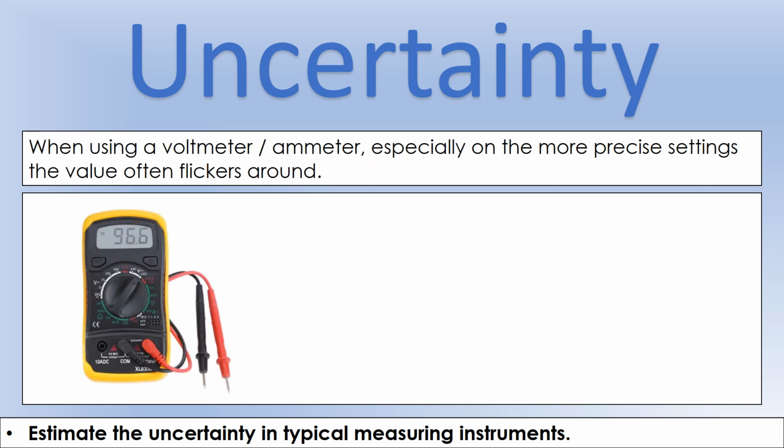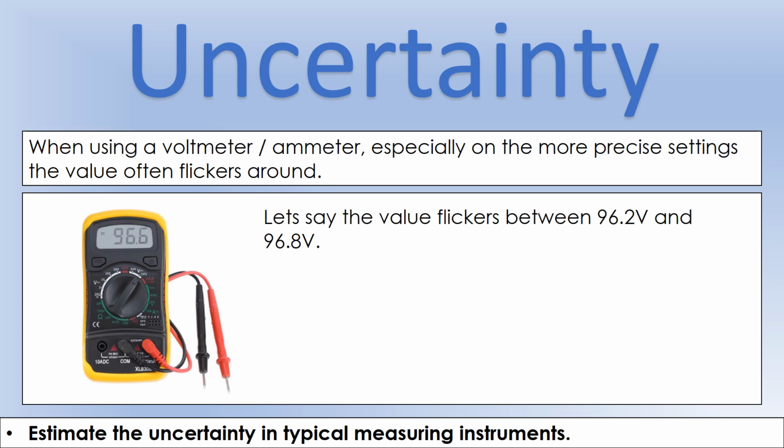For a second. So this crops up when we're using the more precise settings on the voltmeter or ammeter, typically. And what you get is the value is flickering. So what we have to do is pay attention to the range of values. So let's say our voltmeter is flickering between 96.2 and 96.8.